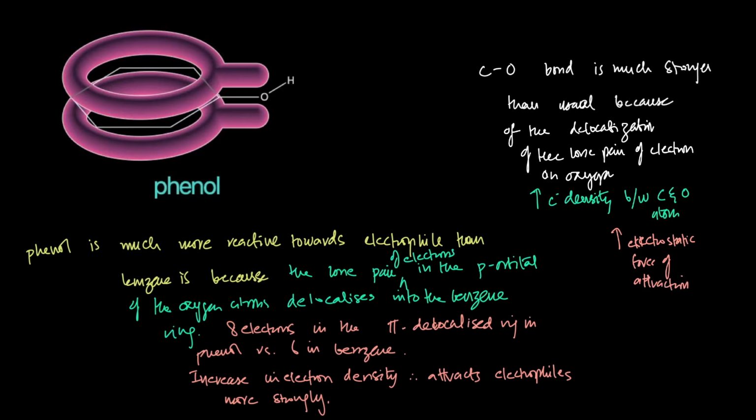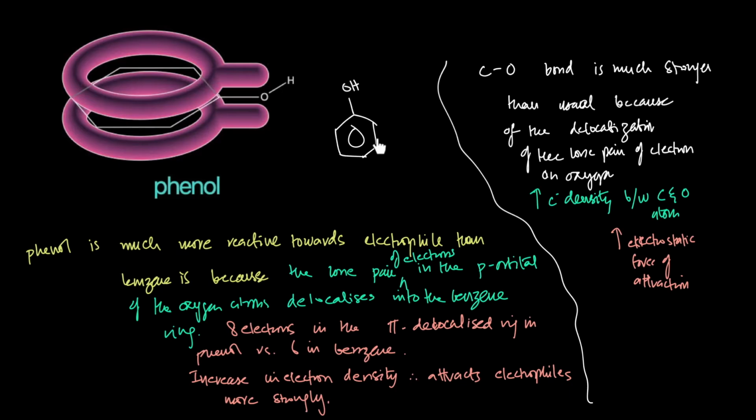Okay, so what that means is that the CO bond in phenol is relatively unreactive. So over here, the ring is much more reactive because of delocalization of electrons, okay? But the CO bond doesn't break very easily. The CO bond is unreactive, okay?